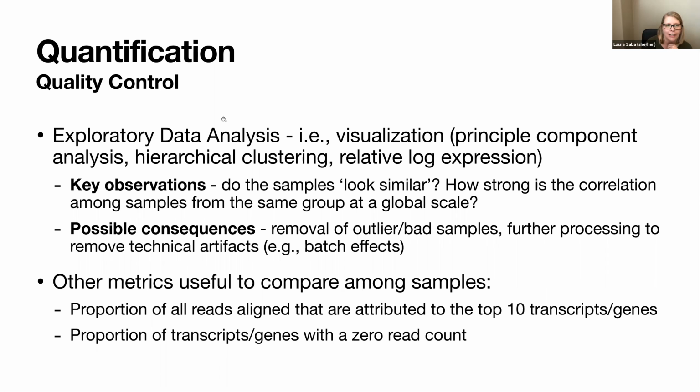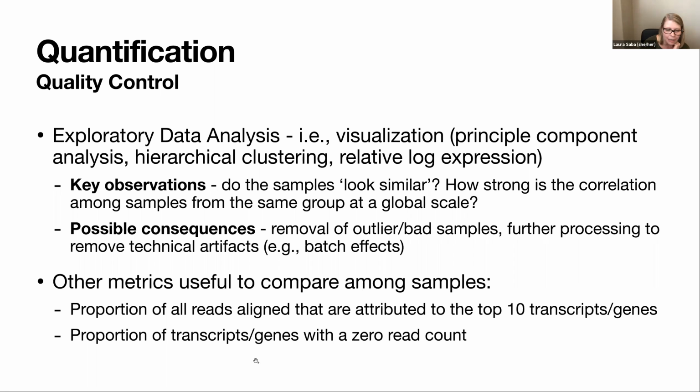When we're talking about quality control of this quantification, we really want to do a lot of exploratory data analysis: principal component analysis, hierarchical clustering, negative log expression. And with all of these tools, what we're trying to do is really say, do these samples look similar? We're trying to identify an individual sample that may look like an outlier, maybe something that's had some problem along the process. The other key observation is, are we getting correlations? Are our samples from the same group more similar to each other than they are between groups, right?